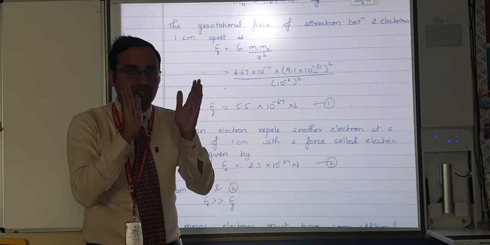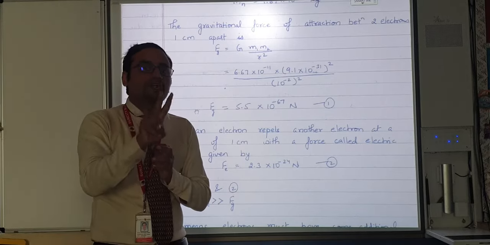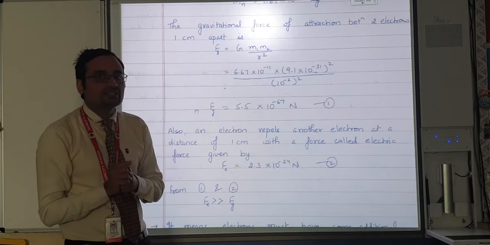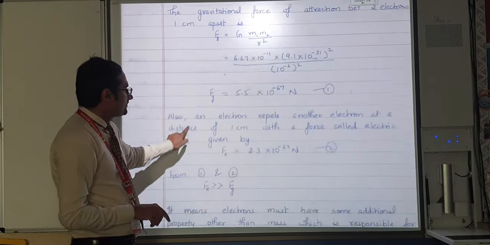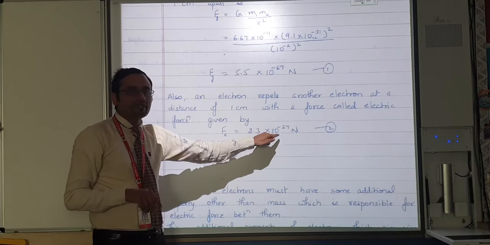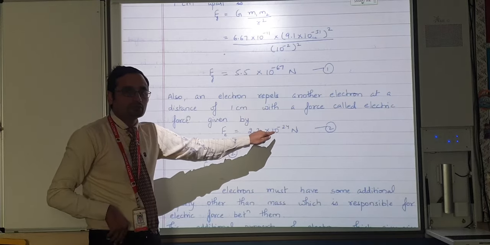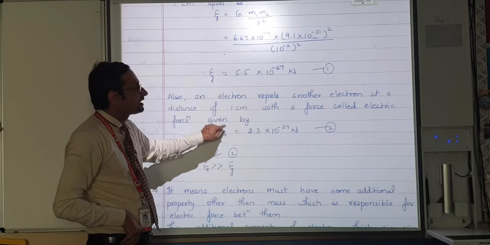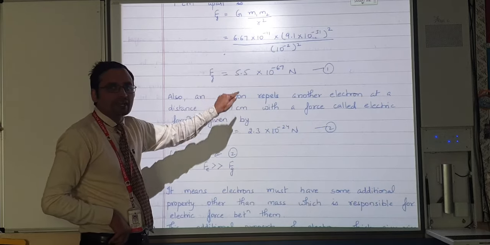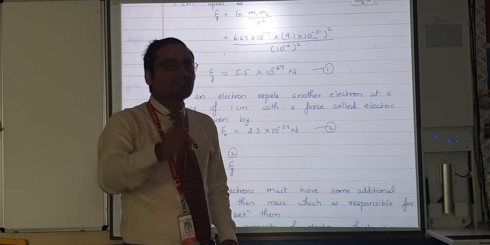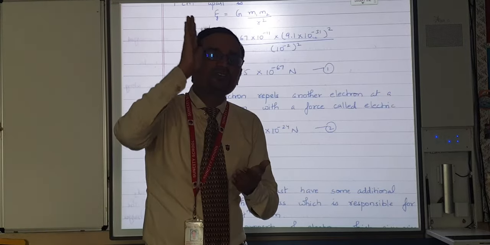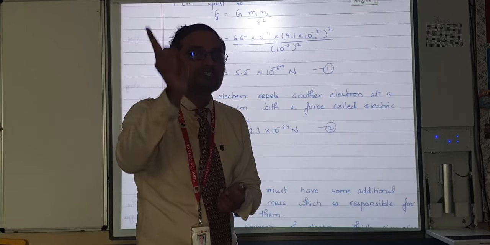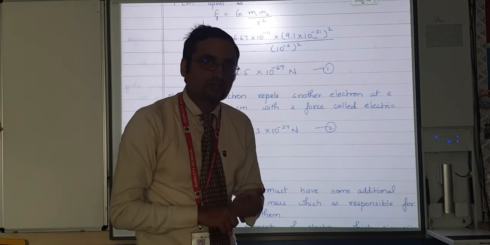Now this is a physical observation. The two electrons repel each other, and they repel each other with a force of 2.3 × 10^-24 newton. Can you see that the force of repulsion is more than the force of attraction? That means the electron has something more than its mass which is causing this repulsion.